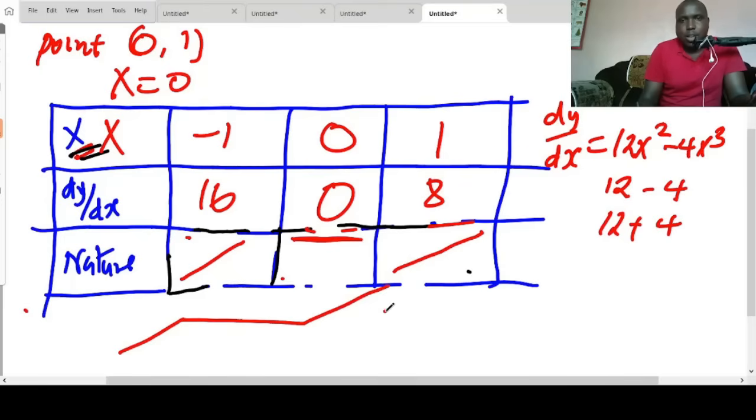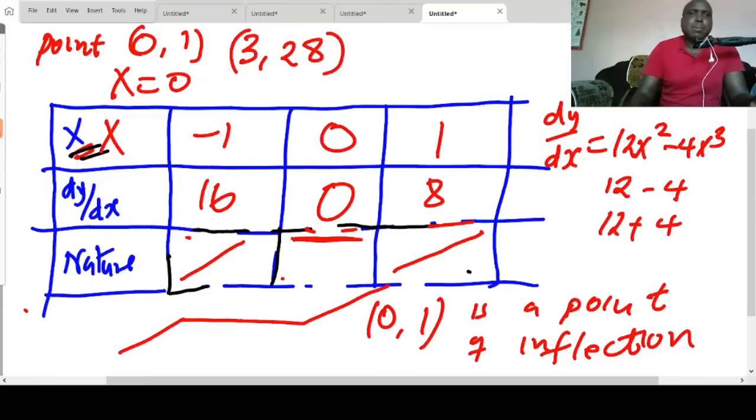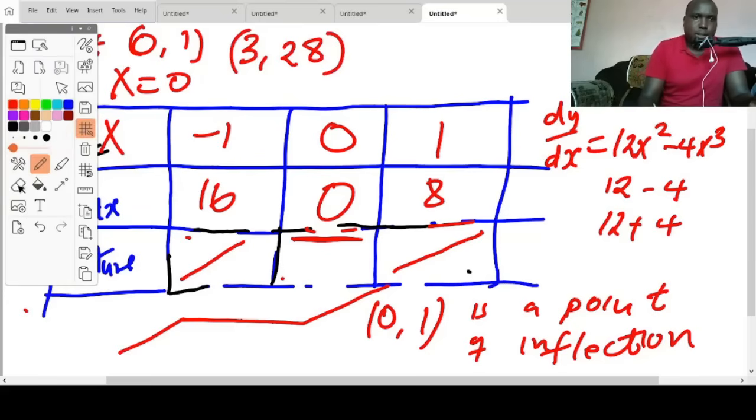So you say 0, 1 is a point of inflection. So we are remaining with the 2 marks to check for the other one. So the 2 marks is to check the other point. The other point was 3, 28. That is the one we check tuone kama ni maximum ama ni minimum na tupate marks yetu 10.